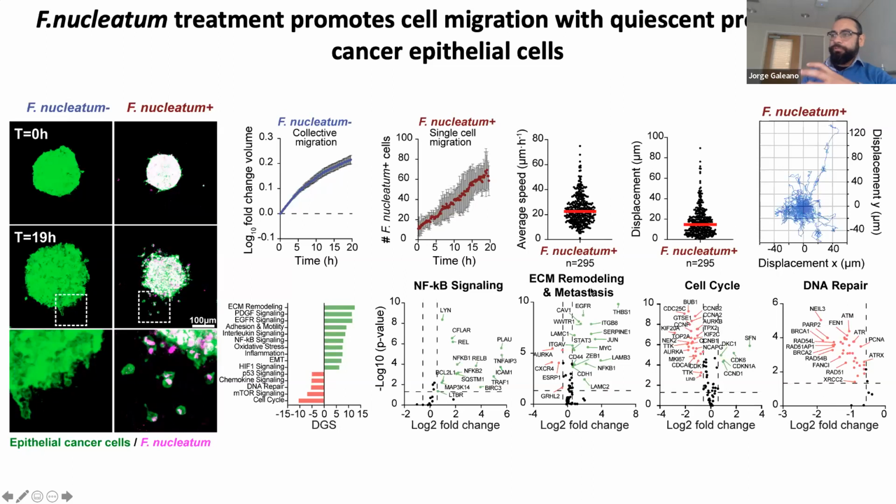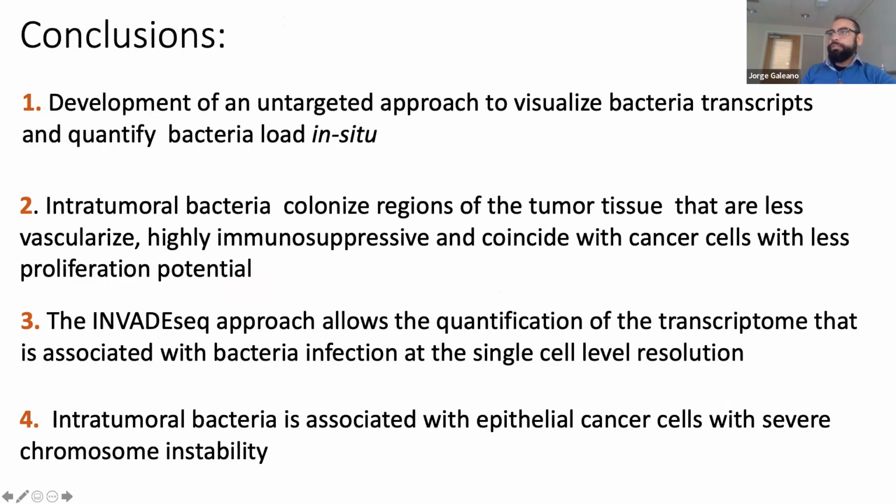And also, we quantified the gene expression profile between spheroids that contain F. nucleatum compared with spheroids that don't contain F. nucleatum, and there is an upregulation of the NF-kappa B signaling pathway and pathways that are related with metastasis. And very important, we found that there is a downregulation of genes that are involved in the cell cycle and DNA repair, meaning that F. nucleatum infection can promote more aggressive gene signatures in colorectal cancer cells. So this is one of my conclusions.